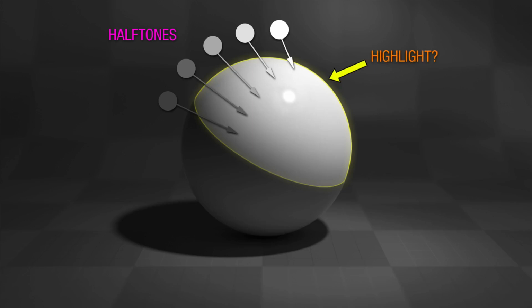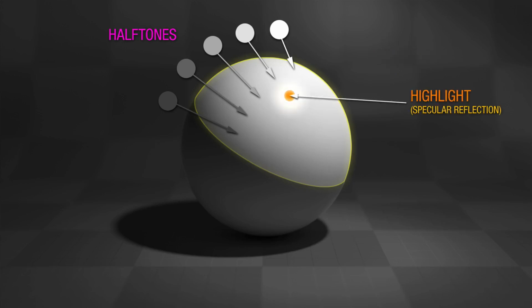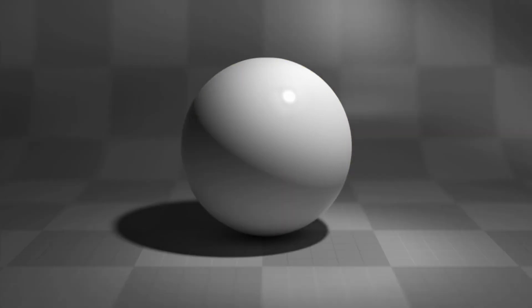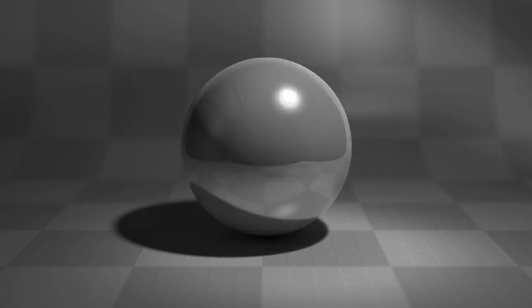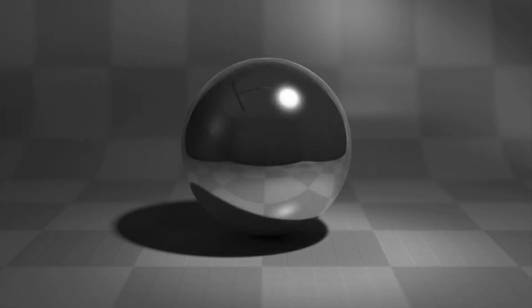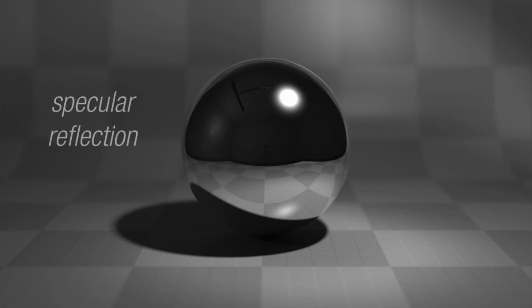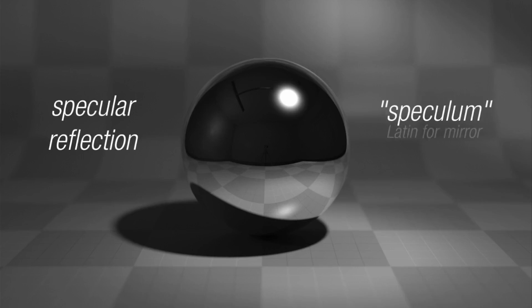I think this is inaccurate. The highlight is not a halftone. The highlight is a reflection of the light source itself. The more shiny, oily, or reflective a surface is, the sharper and brighter the highlight. A more accurate term for the highlight is specular reflection. Specular comes from the Latin word speculum, which means mirror, so it's a mirror-like reflection.